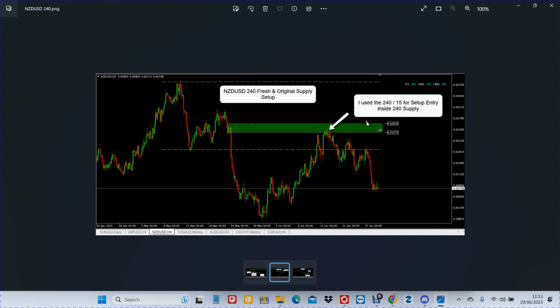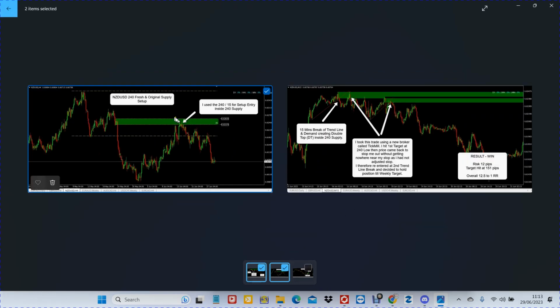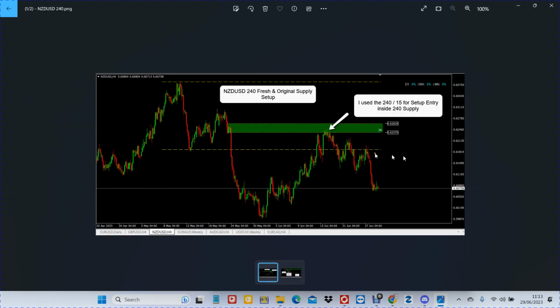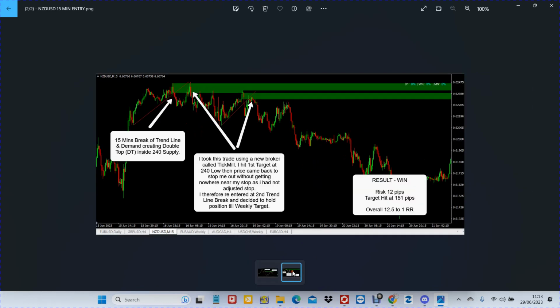So this fresh and original level, I used the 240 15 set up inside the 240-minute level. So if we go to the 15, basically I've got two charts here. If we just enlarge this. Let me have a little look. That was that level. Let's have a look at this one. This is the 15-minute chart. This was the rally, and this was the pivot and the rally high that I drew somewhere between the 15 and the 30. Took out demand, made a drop, double top.